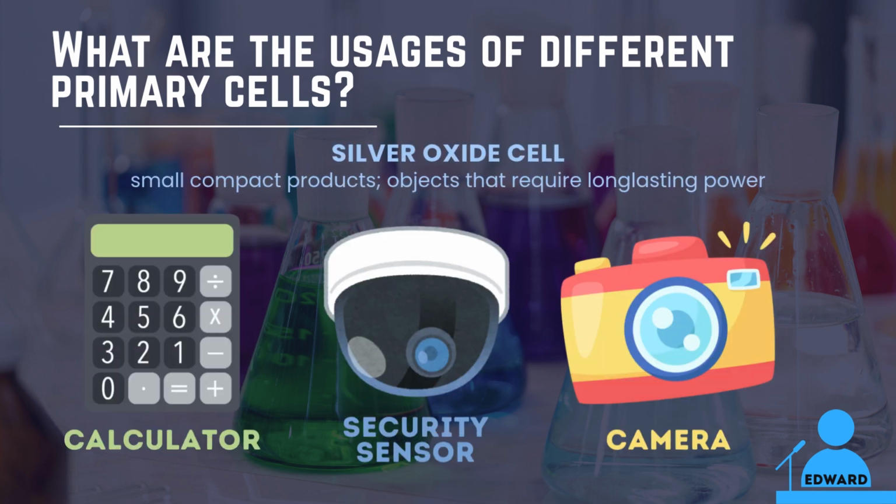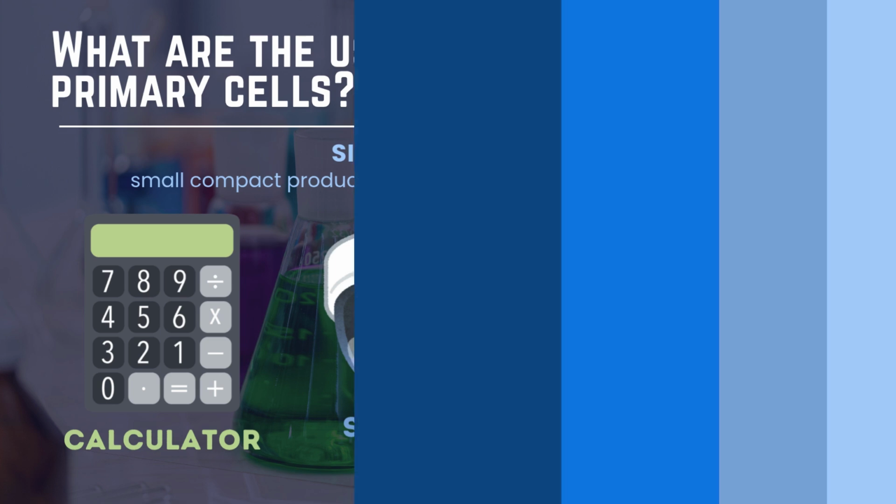Lastly, silver oxide cells are favored for small, compact products. They're typically used in devices like calculators, security sensors, and cameras, where there's not much space for a battery. As you can see, each type of application demands a different type of battery that will be most economical and suitable for its performance. It is worth noting that some of these primary cells' uses are replaced by more popular secondary cells, such as lithium-ion batteries, which are growing rapidly in the market due to their ability to be recharged.